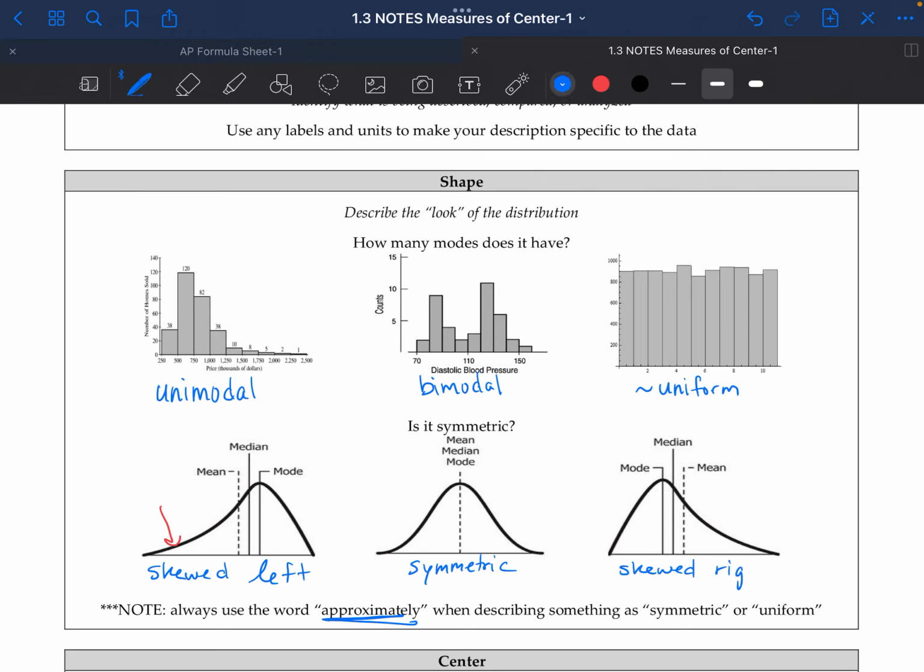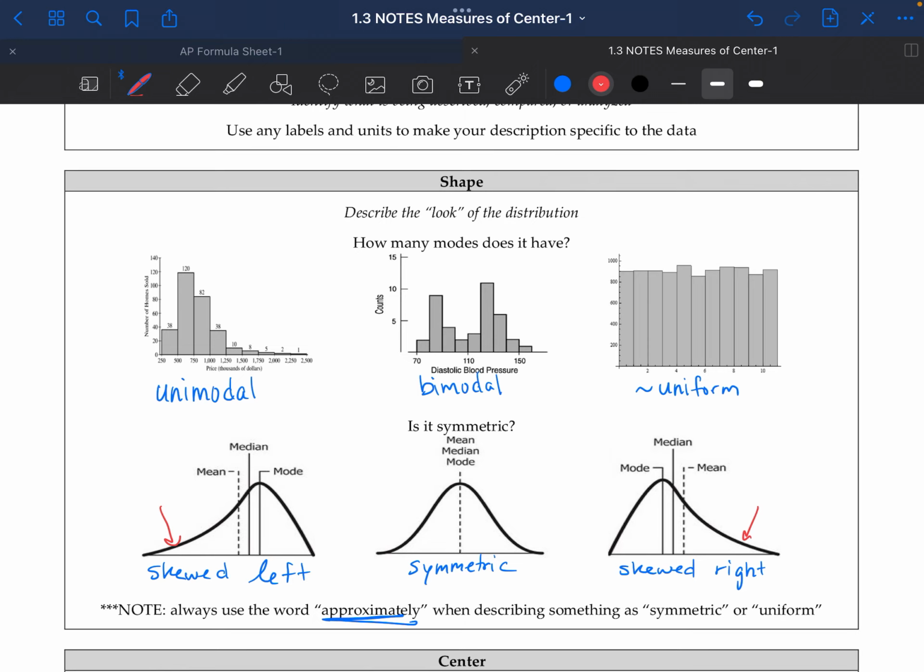That would mean the one on the far right is skewed right, because of that tail. So when you're looking for what type of skew you're seeing in your distribution, you're looking for the tail, not where the hump is. The hump doesn't tell you which way it's skewed, it's the tail. That's a really important thing to remember. Look at the tail.